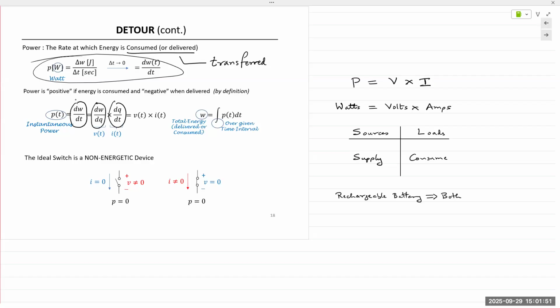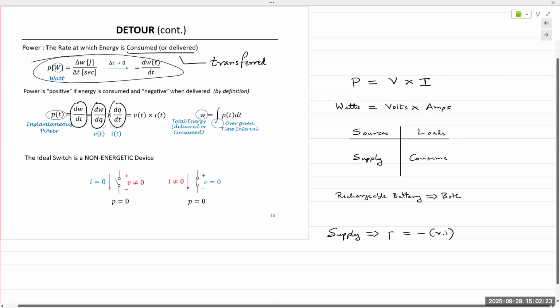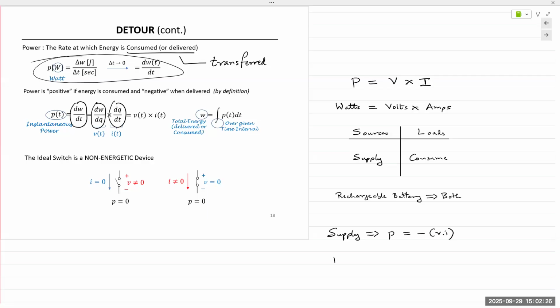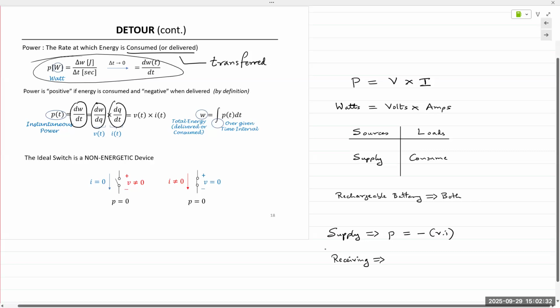But the adapter is supplying power. So 50 watts coming from the adapter goes into my device, so my device is receiving 50 watts. Yet, if I need to mathematically balance my equations, I need to put a minus sign somewhere. So I put a minus sign where I'm supplying. Any device that supplies energy is going to have a minus sign in its power equation. So power is negative if it's a source, and power is positive if it's a load.